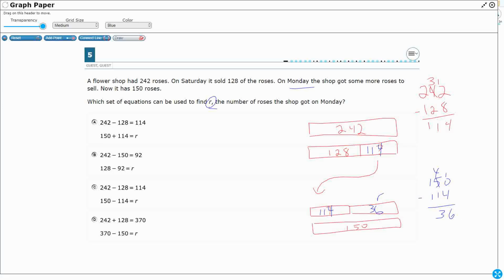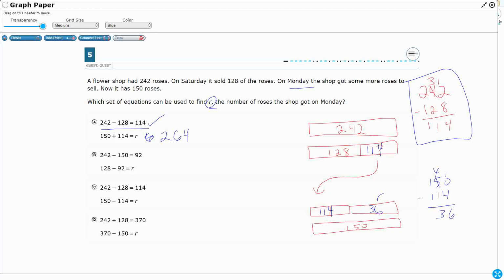Well, look at A. 242 minus 128 equals 114. Okay, check. I did that. That was my very first step. So that works. But then they did the 150 plus 114. Look, that's going to get me, let's see, 200. What's that going to get me? 264? Wow. Yeah, I ended up with 36. So the first part was right. The second part was incorrect.